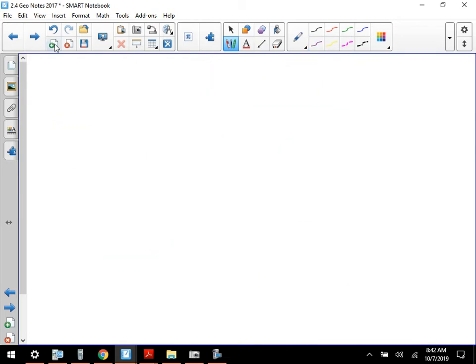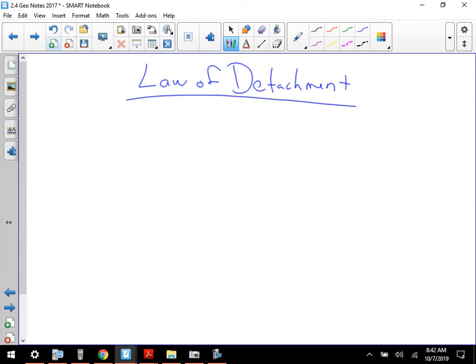The other one is what we call the law of detachment. Law of detachment. This one's choppy. When you hear it, as you say it, it doesn't flow as cleanly as the syllogism does. So it's one of those observational things you'll pick up on.